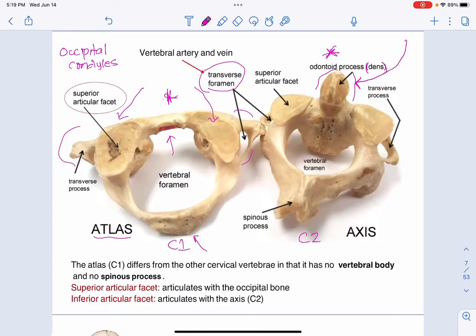There are a lot of the same features. You're going to see the superior articulating process, and there's going to be an inferior one on the other side. You see the vertebral foramen. This is where the spinal cord runs through. And now you begin to see a spinous process, and this one happens to be bifid. It has a V, a split in it.